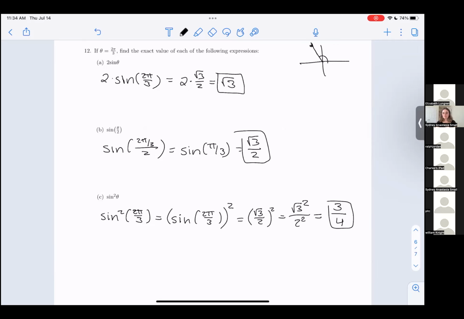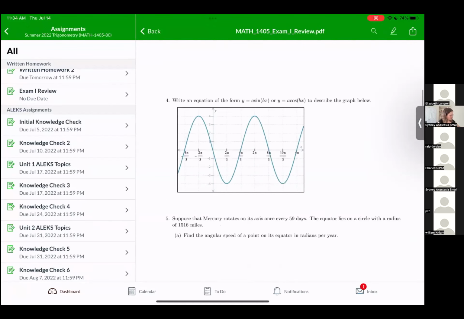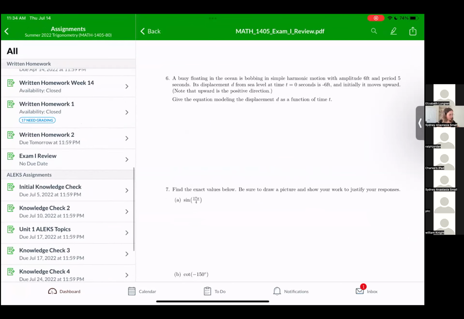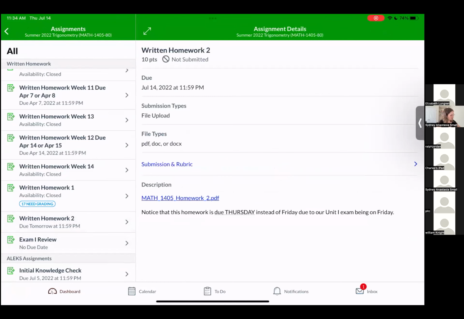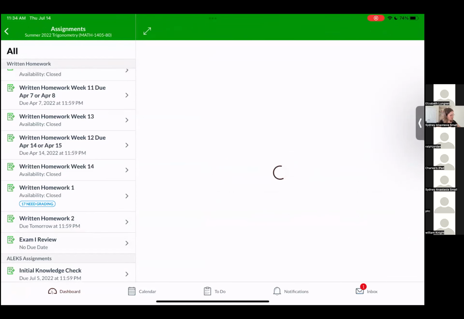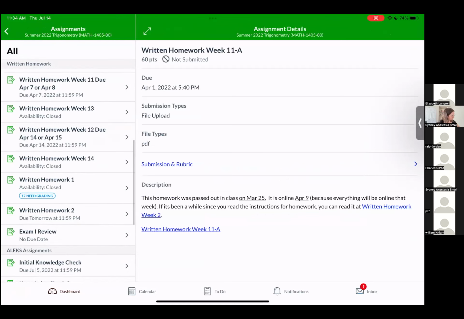I had a question on problem number 6 on the homework, the written homework. Yeah, written homework number 2. Yes. Okay, what was your question on that? Let me see if I can pull that up. Sorry, that's the wrong one.